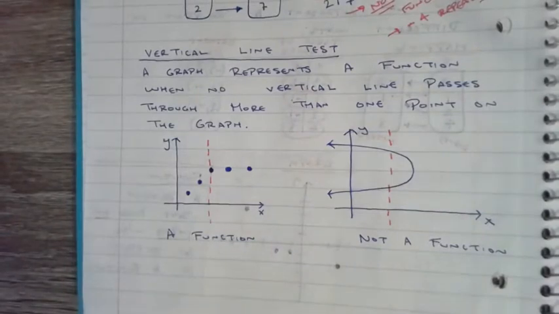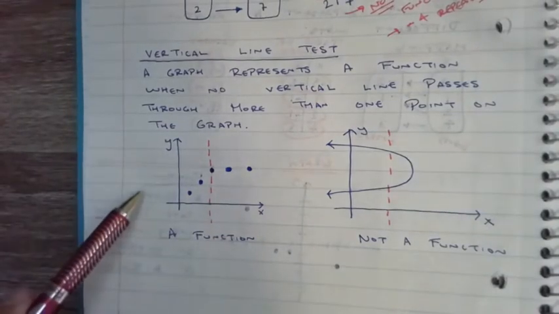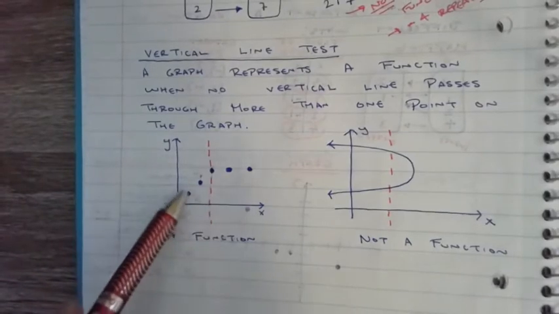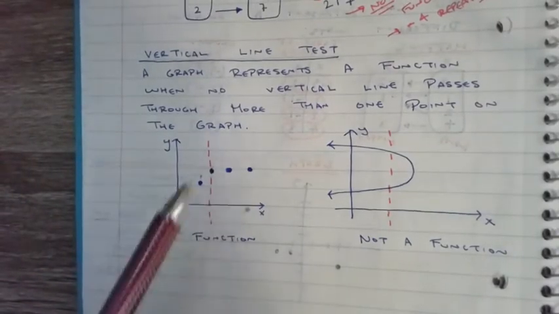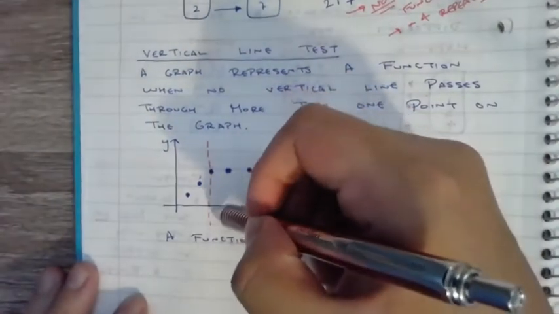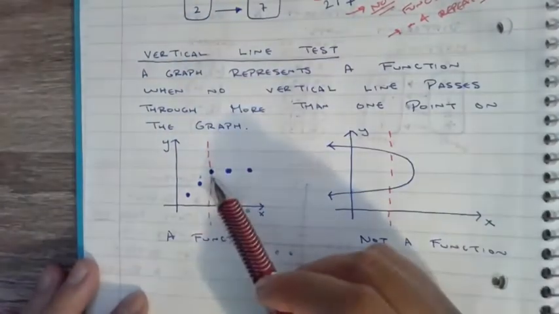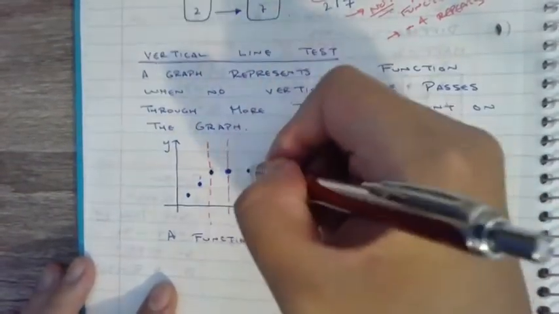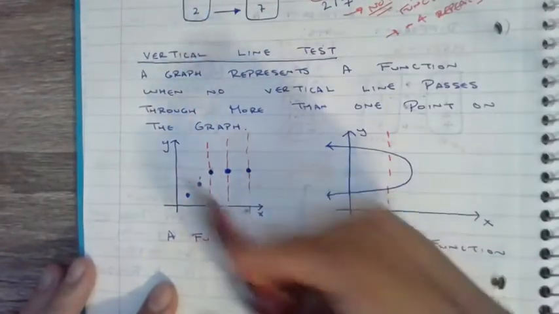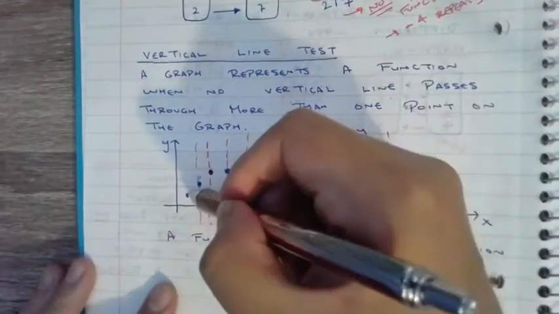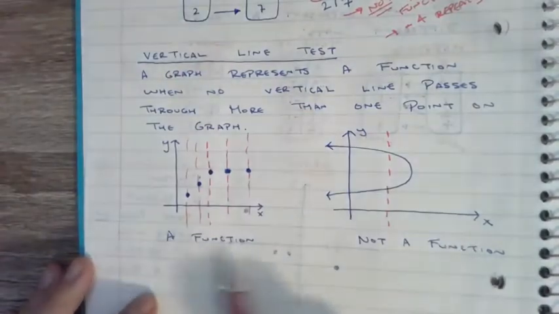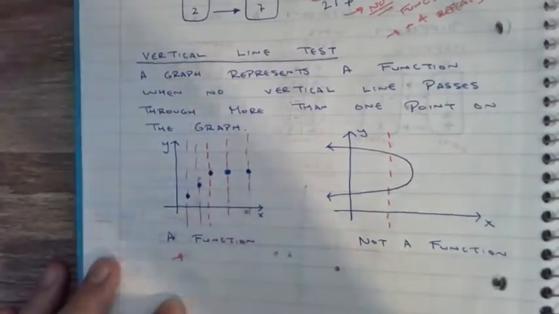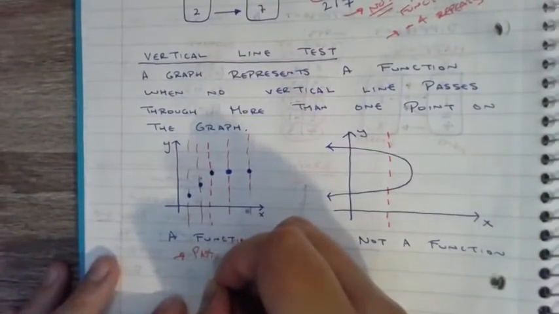Let's take a look at this graph right here. Say these are your points. If you draw a bunch of vertical lines right here, how many times does it pass through a point? Once. What if I drew one through right here? It only passes through once. What if I drew one through right there? It passes once. Right here, it goes once. Right here, it goes once. So therefore, this is a function, because it only passes once.